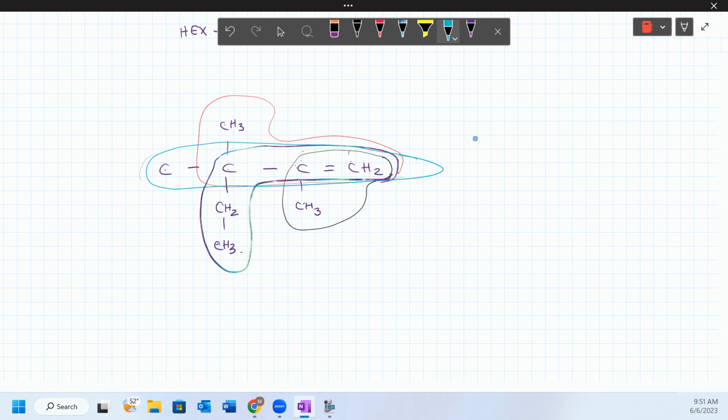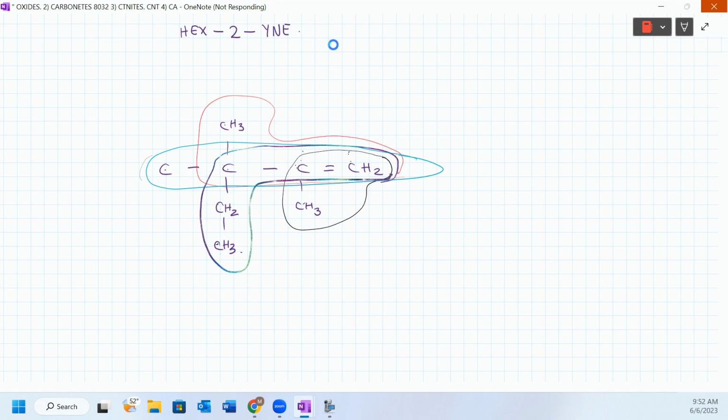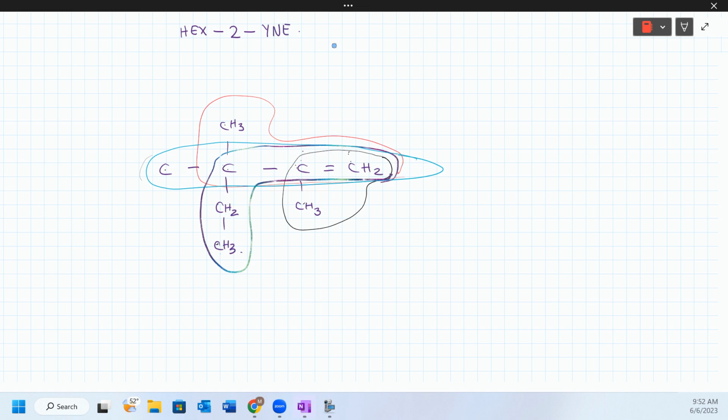So when I counted them, I figured out that we had a chain that includes the double bond in this case, and the longest one has 5 carbons. So 1, 2, 3, 4, 5. This is the longest one. So let's erase those other ones so that we are not confused by all those lines that we see here.